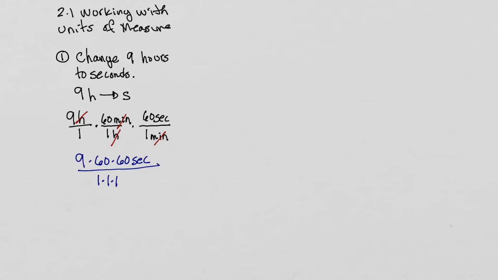They all canceled. So now I'm going to multiply 9 times 60 times 60, and I just did that on my calculator, and I got 3240, and what's left is seconds. So what we're saying now here is that 9 hours is the same as 3,240 seconds.